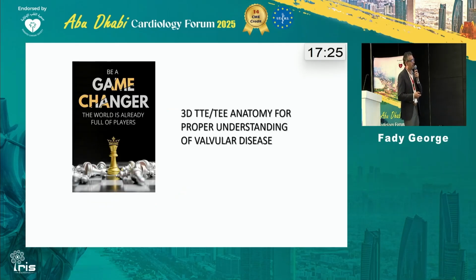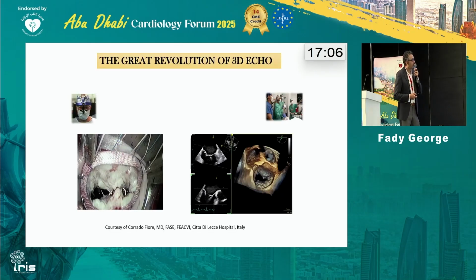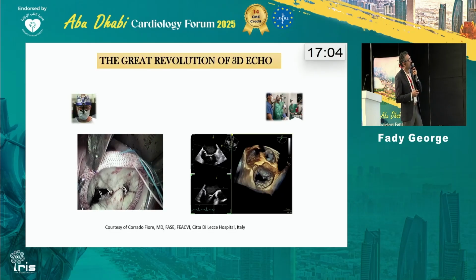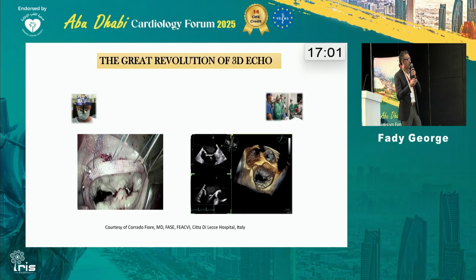This is all about the TEE. So you have to be a game changer in order to be a really professional imager, to do a proper 3D. Because you have to give a lot of information to the surgeon before the patient goes to surgery. And you have to decide whether the patient has to go through a structural intervention procedure or open heart surgery. So this is basically the great revolution of the 3D echo.